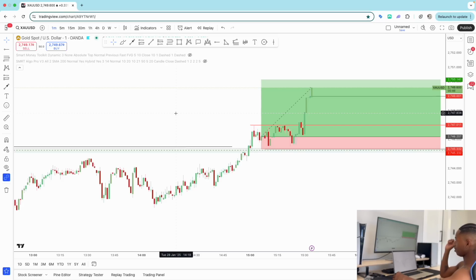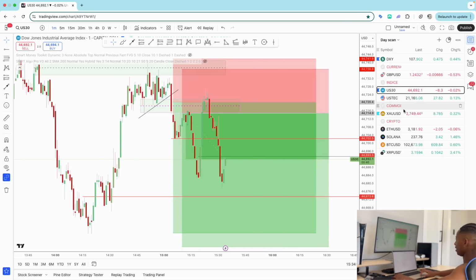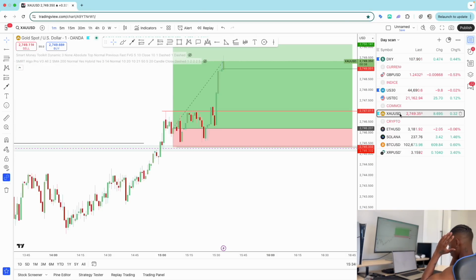I'm super excited. See, it's still pushing upwards, and I believe US30, same thing, is still shooting downwards. But that's just how things are, guys. That's just how things are. I'm so happy.